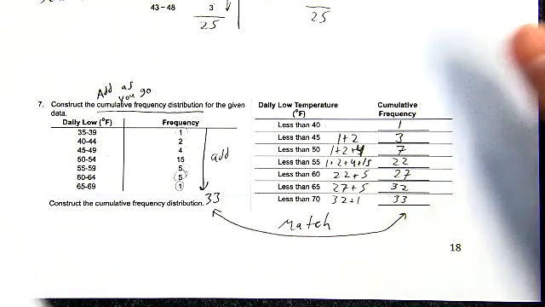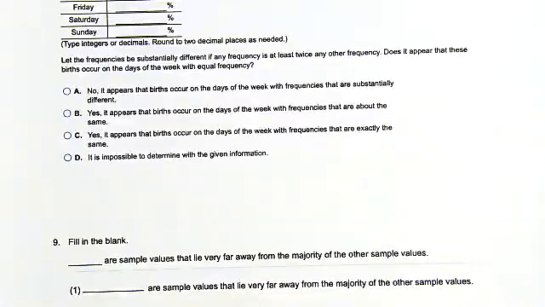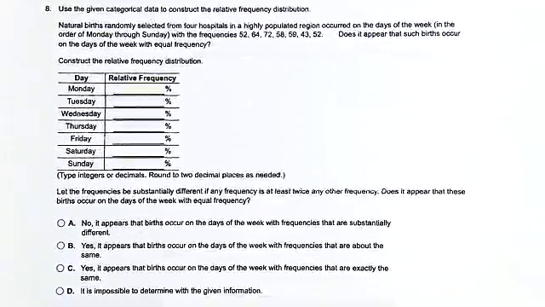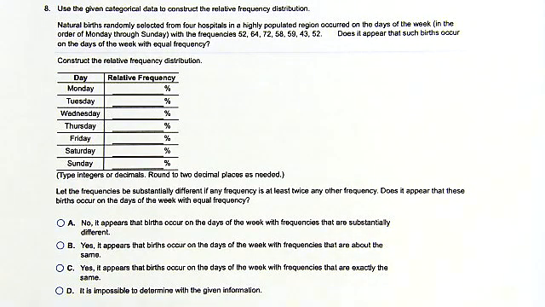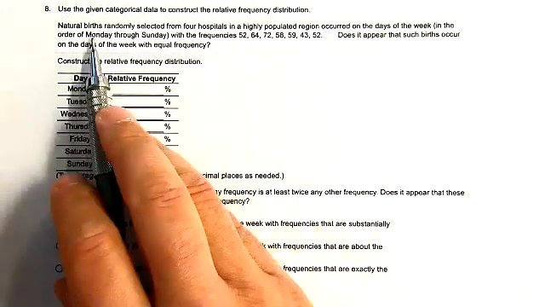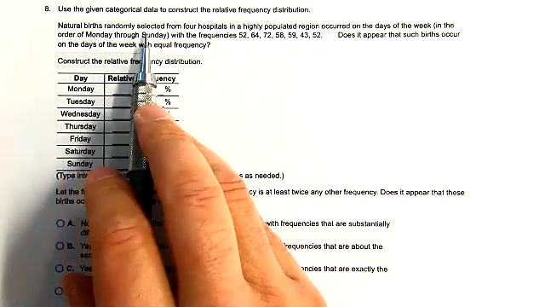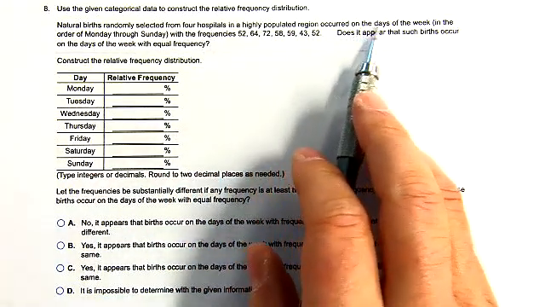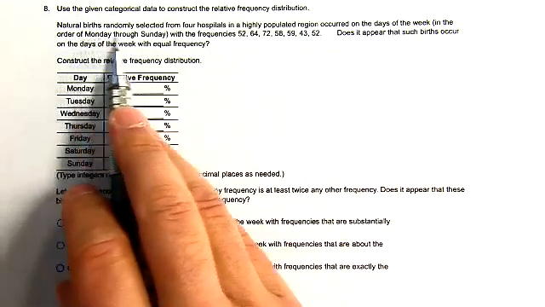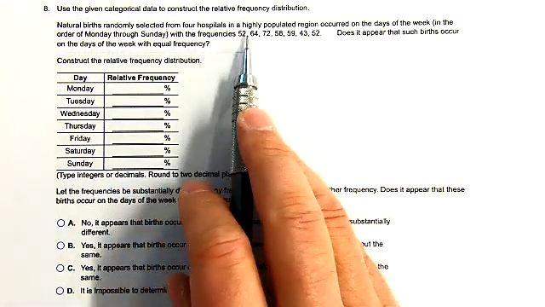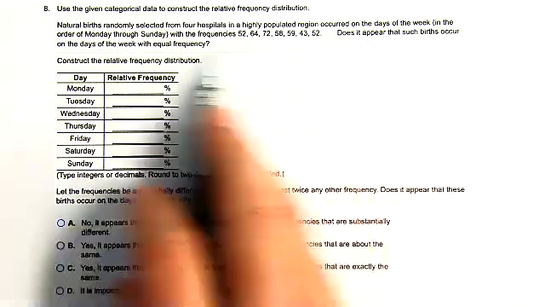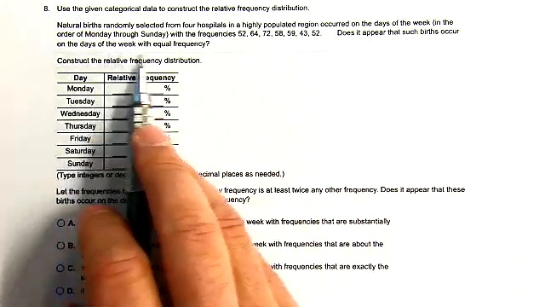All right, 8. I've seen this question trip up students in the past, so let's take it slow and please ask me questions if you get confused. I've seen this one trip students up on the homework. Natural births randomly selected from 4 hospitals in a highly populated region occurred on the days of the week in the order of Monday through Sunday with the frequencies 52, 64, 72, etc. Does it appear that such births occur on the days of the week with equal frequency?